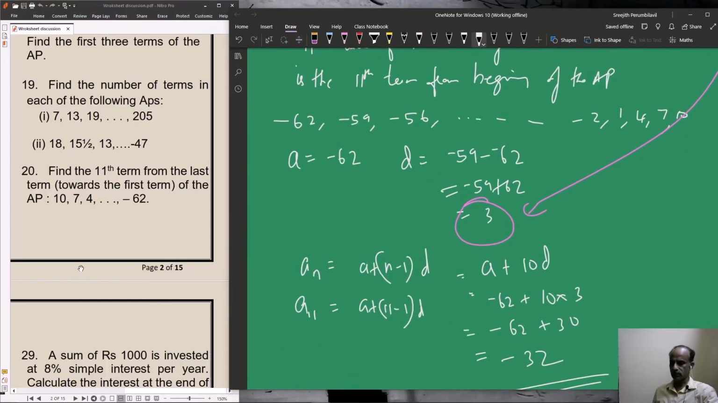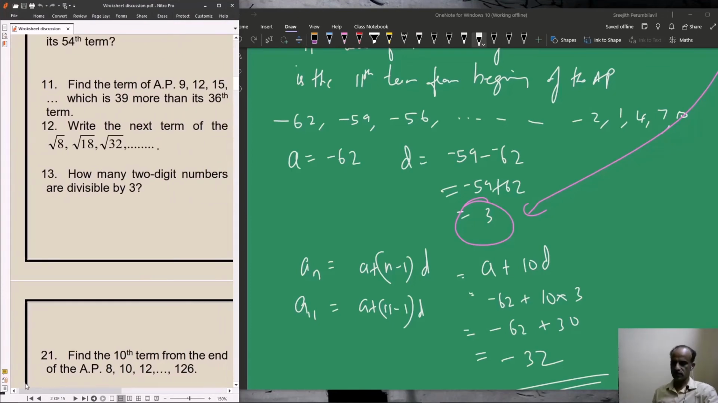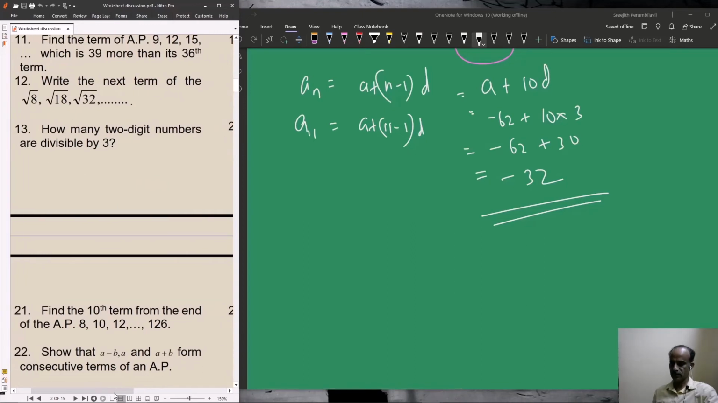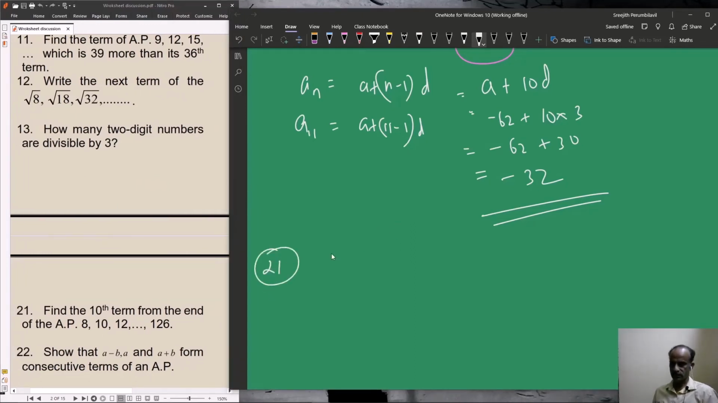We will do one more question of the same sort. Question number 21. Find the 10th term from the end of the AP 8, 10, 12, etc., 126. A is equal to 8. D is equal to A2 minus A1, that is 10 minus 8, that is equal to 2.